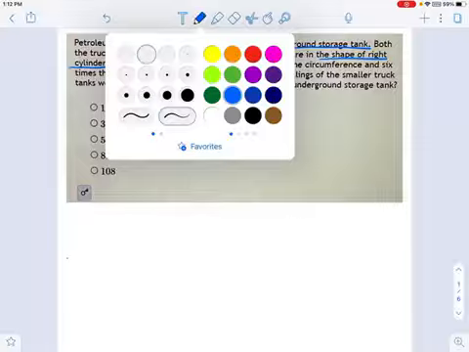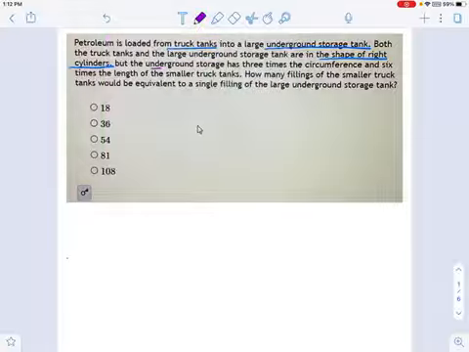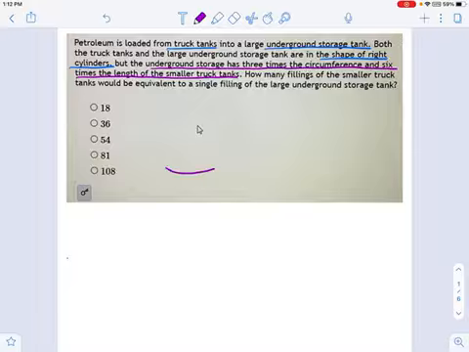But here's where it really gets useful. The underground storage has 3 times the circumference and 6 times the length of the truck tanks. So we're going to use that to figure out how many truck tanks it would require to fill the large underground storage tank. And you can draw a little picture of a cylinder if that helps.